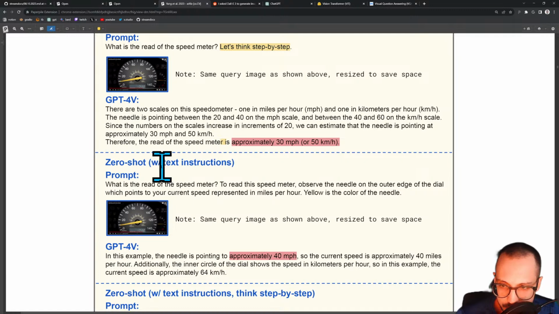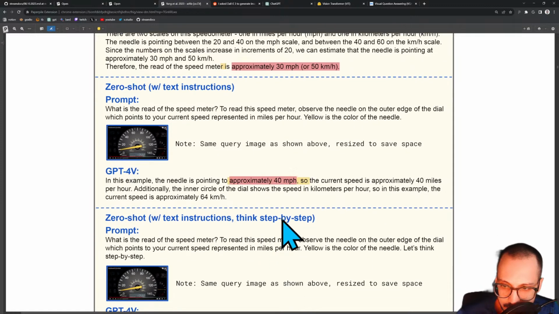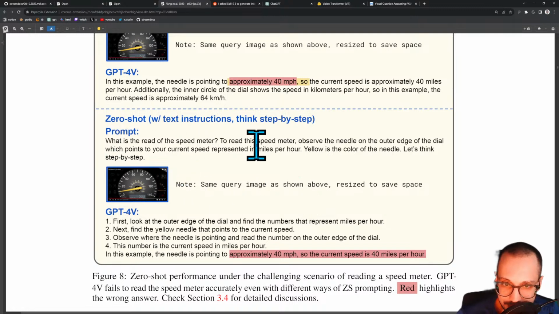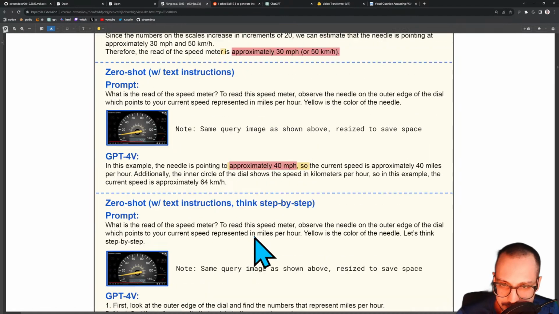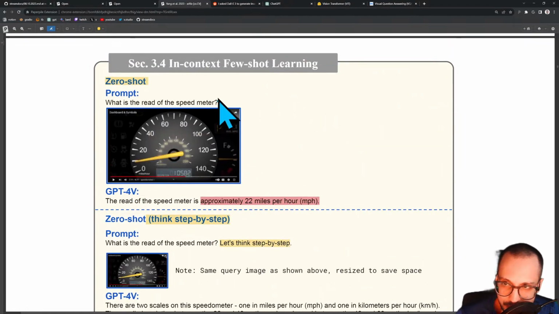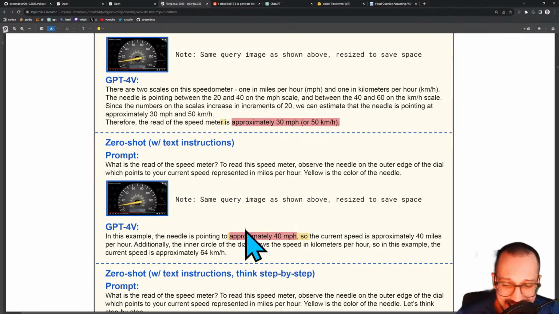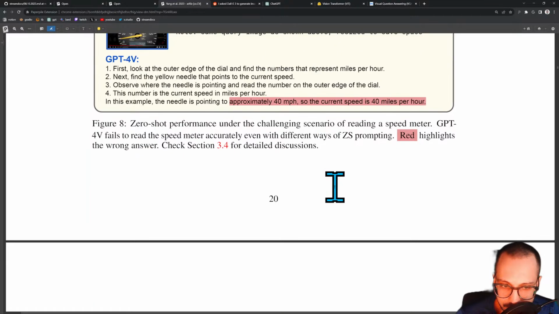So now zero shot with text instructions. To read the speed of the meter, move the needle, yellow is the color of the needle, so more prompt engineering, and it still gets it wrong. Zero shot with text instructions and think step by step, so these are all the same thing, just more prompt engineering, and it still gets it wrong. So interesting, here's a situation where no matter what prompt engineering tricks you add, such as text instructions and the famous thinking step by step, it still gets it wrong.